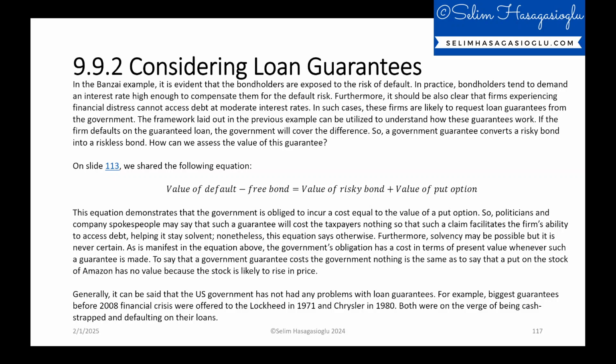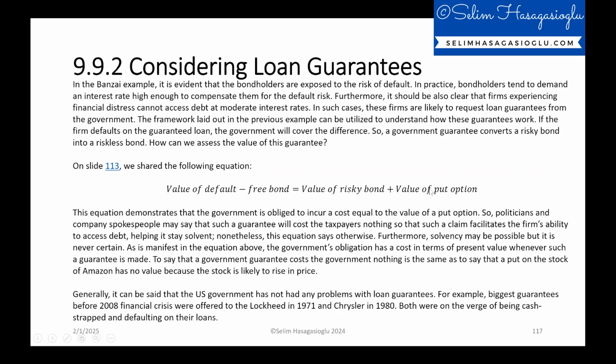How can we assess the value of these guarantees? On slide 113, we shared the following equation. Value of default-free bond should be equal to value of risky bond plus value of the put option. Remember, a default-free bond is actually more valuable than a bond that is exposed to default or bankruptcy risk, because you may not be paid in full in that case. But if you have a default-free bond, the possibility that you won't be paid in full is zero. So this equation demonstrates that the government is obliged to incur a cost equal to the value of a put option here.